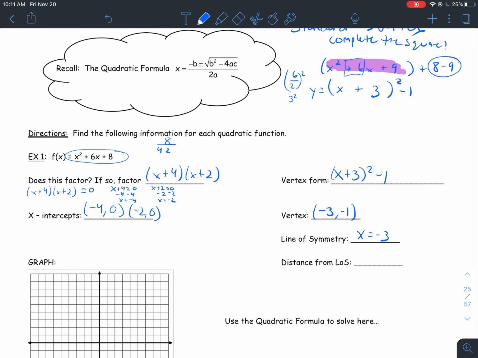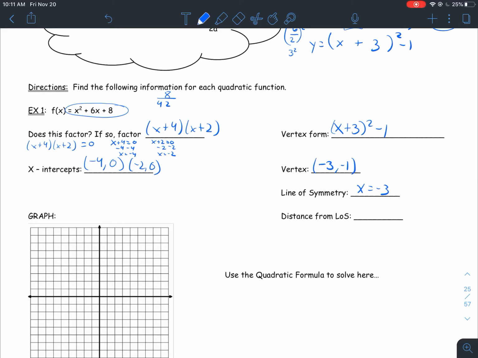All right, and I think what they're trying to do here with the distance from the line of symmetry is ask, how far? They're referring to your x-intercepts here. So how far is negative 4 from negative 3? How far is negative 2 from negative 3? Let's just draw our axis here. We've got negative 4, negative 2, and then our negative 3 right there in the middle. How far is the line of symmetry from those two x-intercepts? They're both 1 away. Negative 4 is 1 away from negative 3, and negative 3 is 1 away from negative 2.